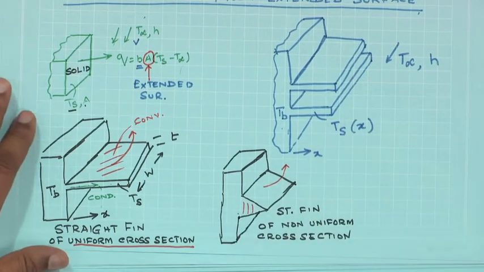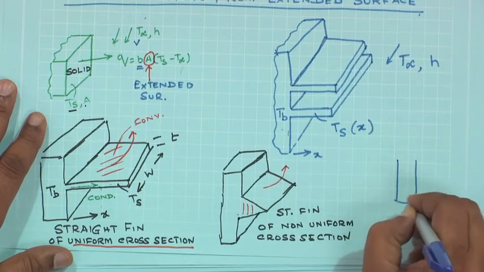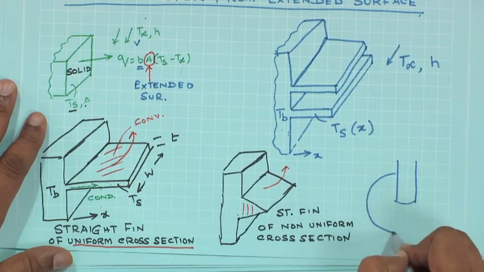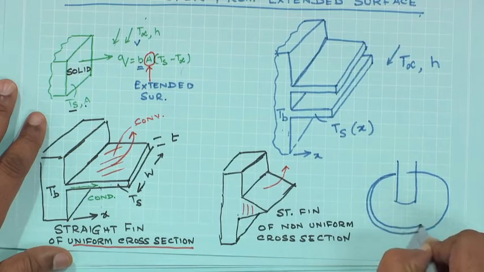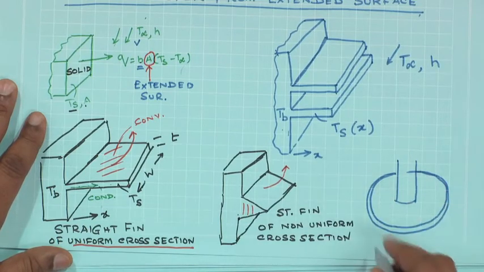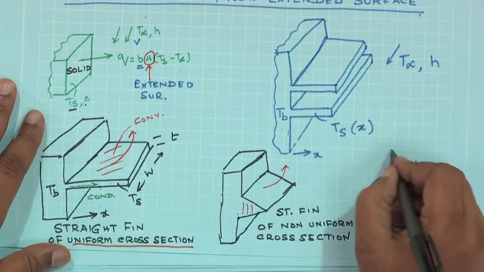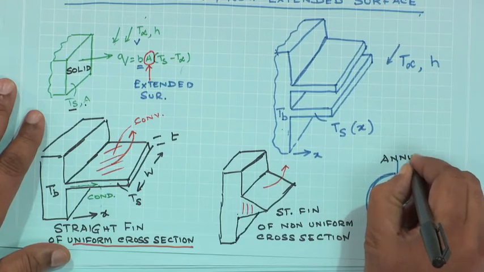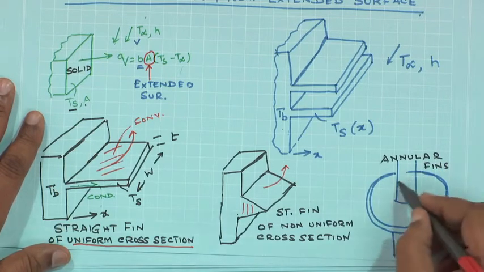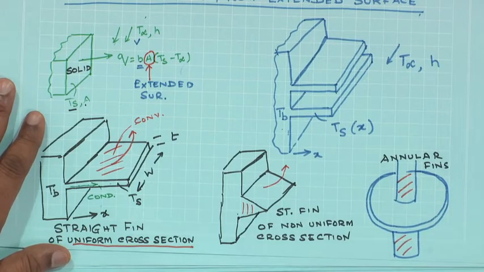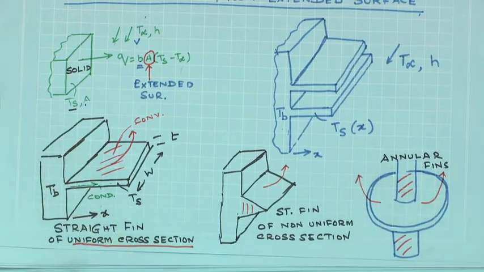This is another example of fin. Some of the fins which are commonly seen in applications. So, these are known as annular fins. So, these annular fins are connected to the cylinder which is hot, whose temperature you would like to reduce. So, you attach an annular fin and this is the additional surface which is available for convective heat transfer.